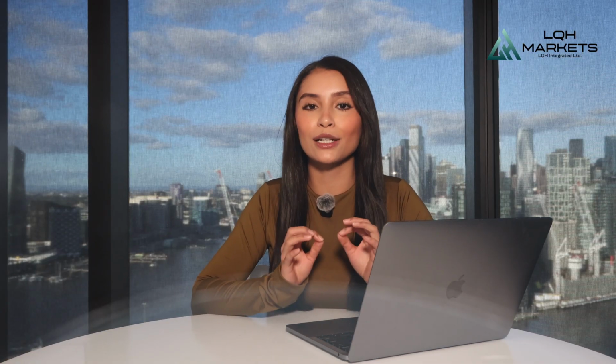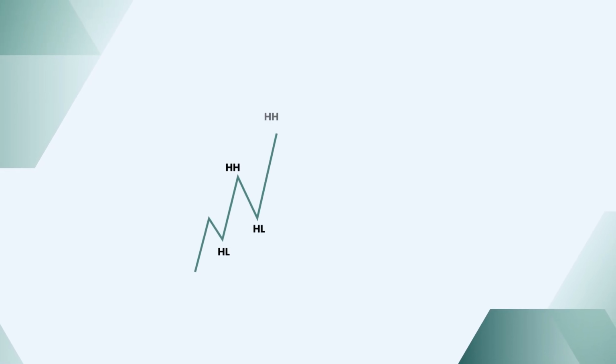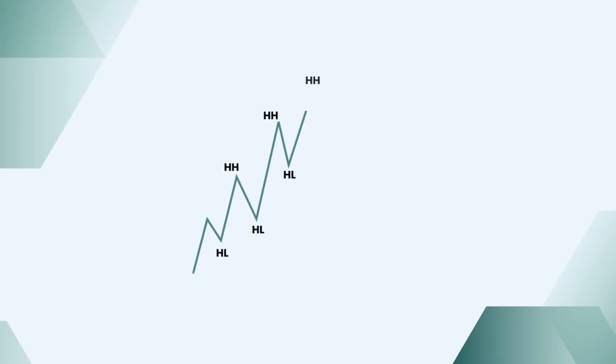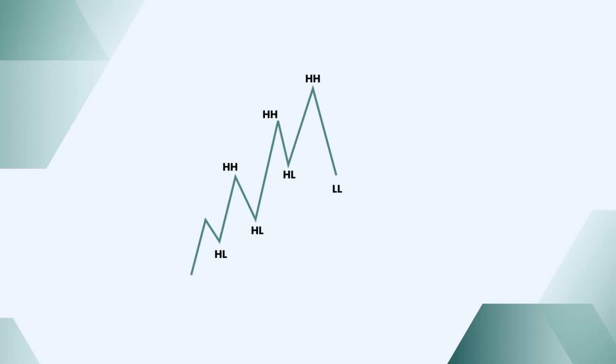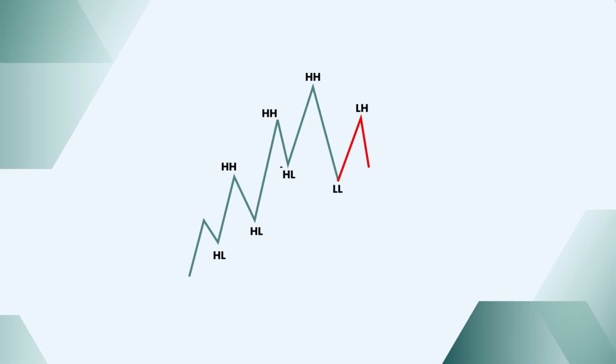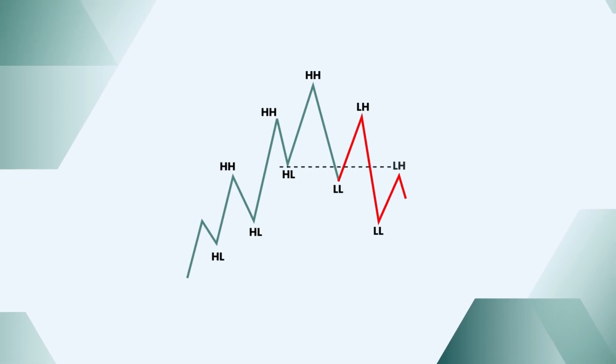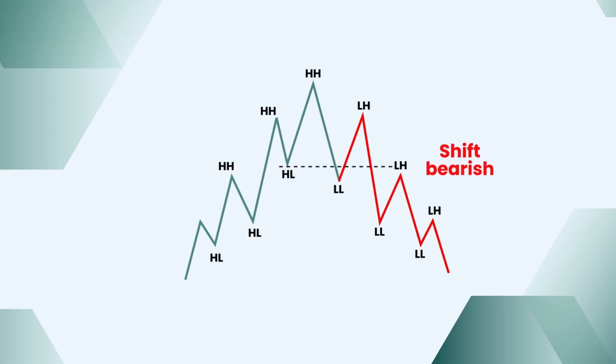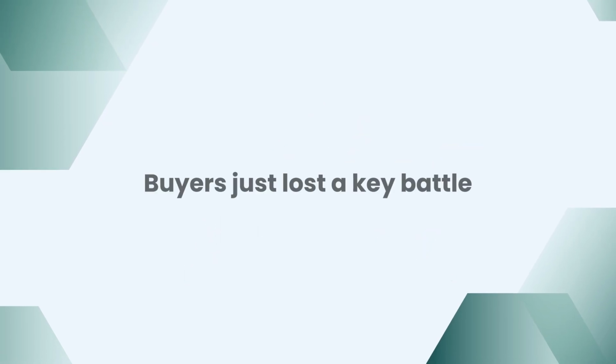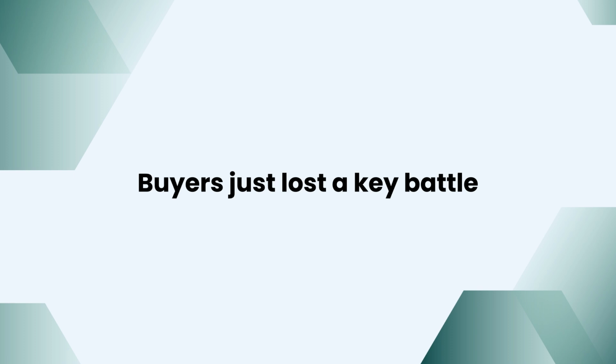Here's the technical breakdown. In an uptrend, price prints higher highs and higher lows. As long as each new low stays above the previous one, bulls are in control. But the moment price breaks below the last higher low, with conviction, the structure has shifted. The market is telling you buyers just lost a key battle.